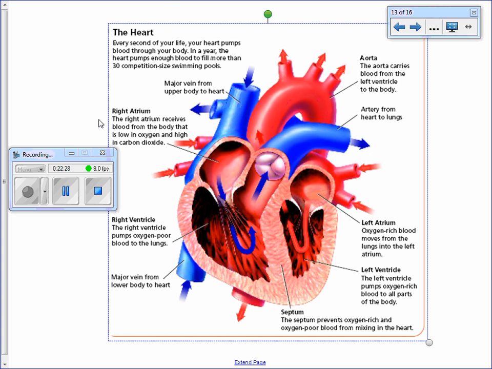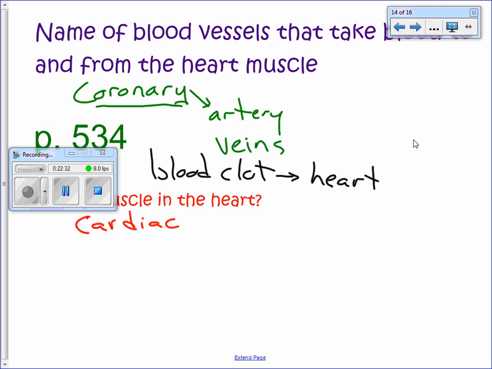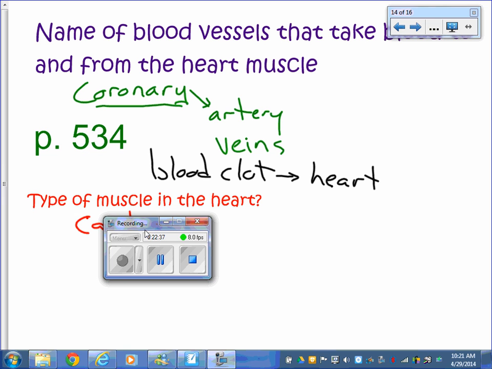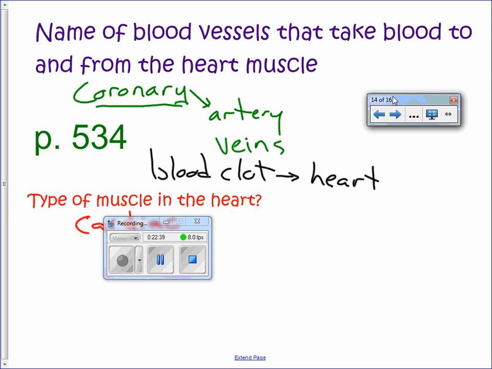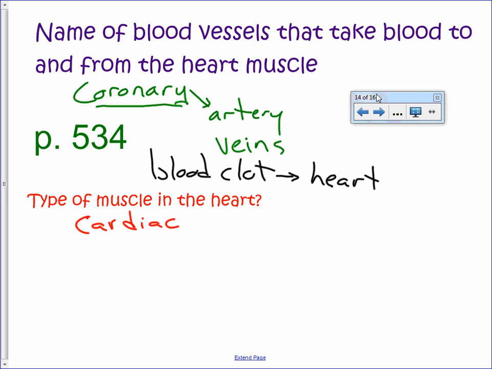All right, the last thing for this lesson is this part, and we actually ended up talking about this a little bit at the beginning of class period. The blood vessels that take blood to and from the heart muscle are called the coronary arteries and veins. Coronary means crown. Coronary also refers to the heart. So when you look at this model of the heart, you see all those blood vessels there. Obviously, it's very important for the heart muscle to get oxygen.